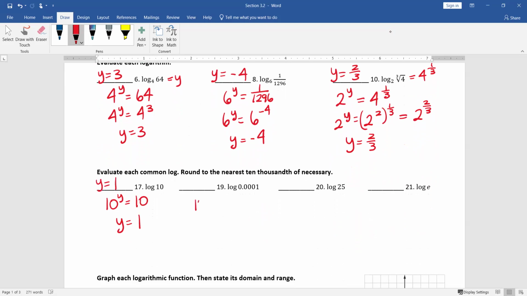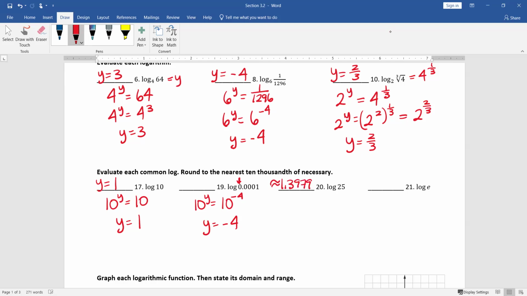In this case, I can do it the same way. This is 10 to the power of y. It's less than 1. You can count your zeros: 1, 2, 3, 4. That's also why I put that first 0 in there, because that one counts. 10 to the power of -4. So that means that y equals -4. Now for the last two, just use your calculator. Log of 25 is going to give you approximately 1.3979.